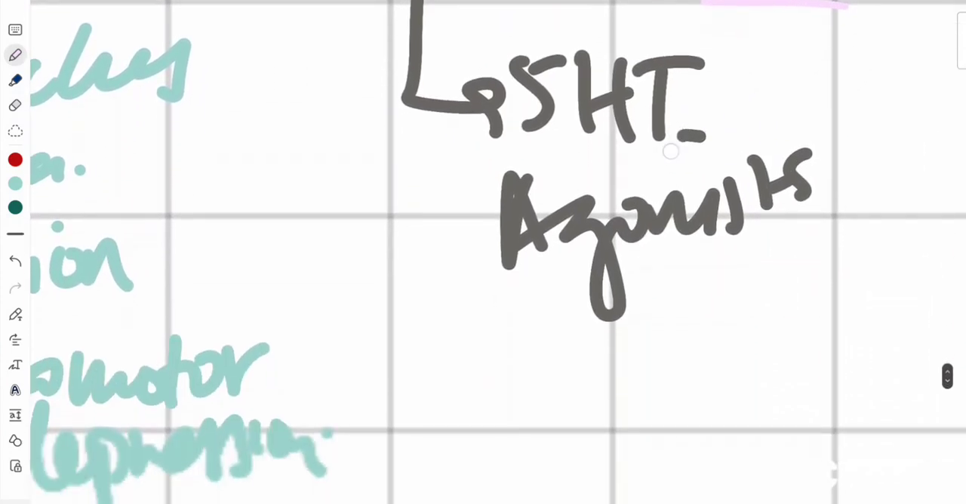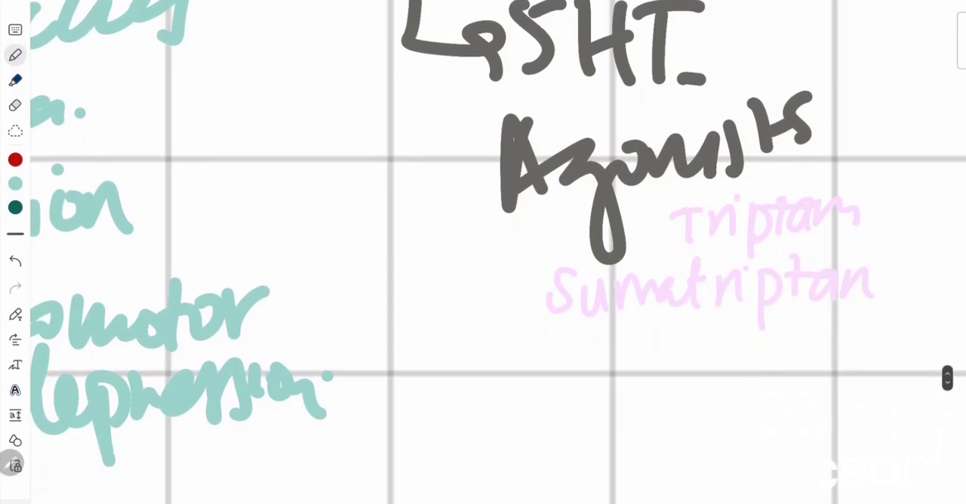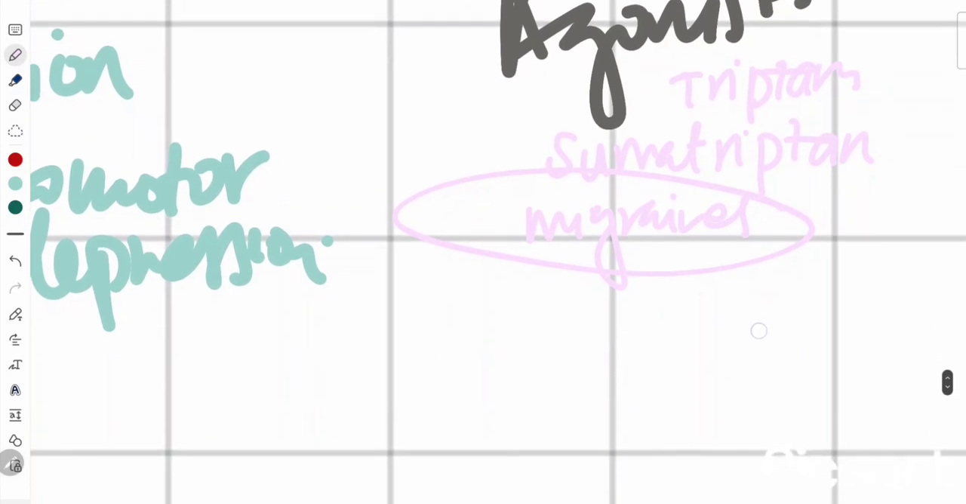The next one is 5-HT agonists. So these are basically triptans, and the example is sumatriptan. And sumatriptan is used in migraines, so you need to know that this is used in migraines, okay? And also, why do you use it in migraines? Because it is going to inhibit the trigeminal nerve.